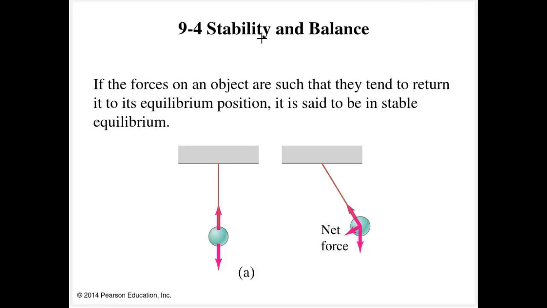We can talk about two types of stability. Here we have a simple pendulum, and if we take that pendulum and we just give it a little push to one side, then the net force is going to act towards its original position, and if it swings back and forth for a while, it's going to return to where it initially started. It's going to return to its equilibrium position. This type of equilibrium is called stable equilibrium.